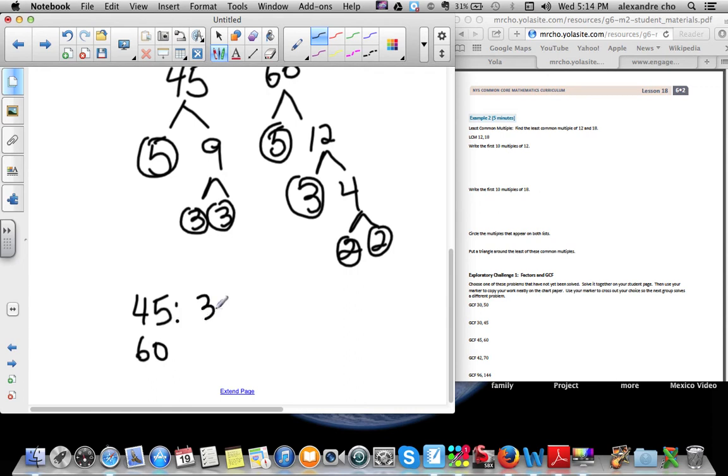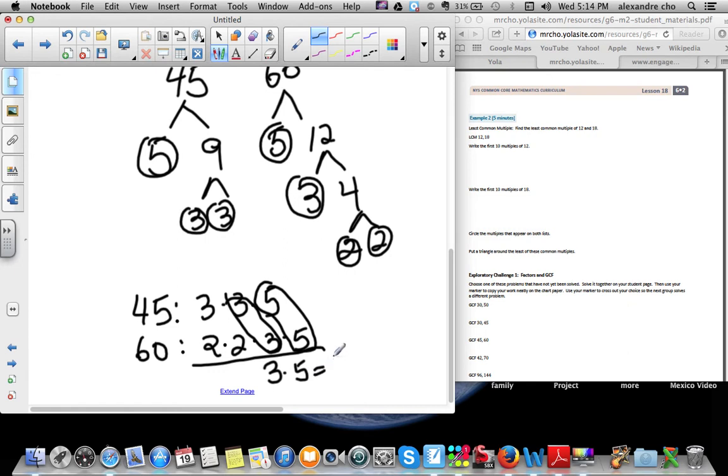So if we're doing it this way, one way of doing it is to list them. 45 is the same thing as 3 times 3 times 5, and do it in order. And 60 is the same thing as 2 times 2 times 3 times 5. What do they share? They share the 5. They share 3. Is there anything else that they share? Because it's GCF, you're only going to bring down what they share, which in this case is a 3 and a 5. So the GCF in this case is 15.